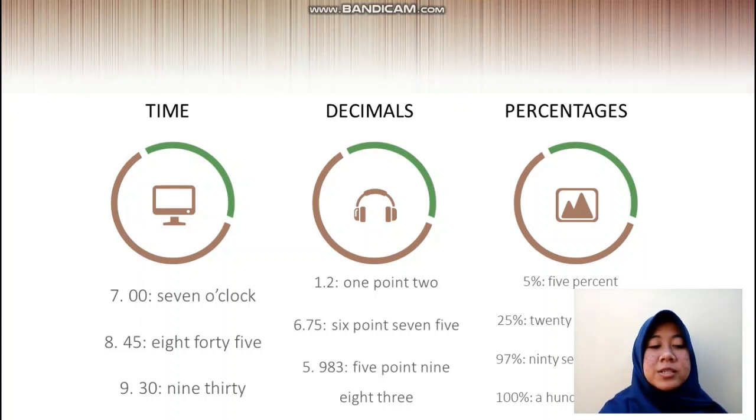The next is time. The example is 7 o'clock, 8:45, 9:30. And for decimals, there is 1.2, 6.75, 5.983. And the last is percentage. That is 5%, 25%, 97%, and 100%.